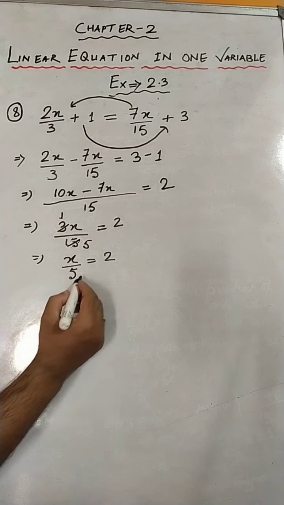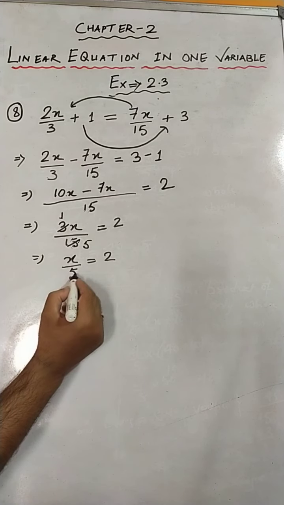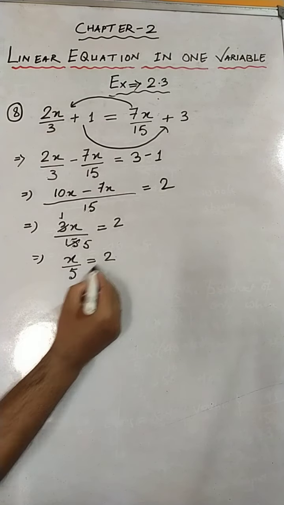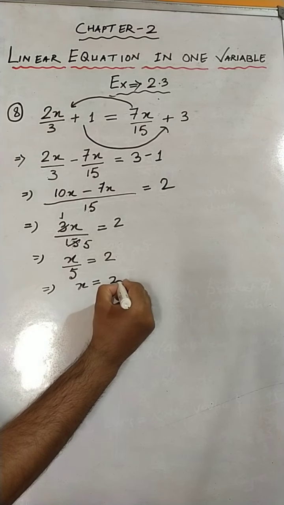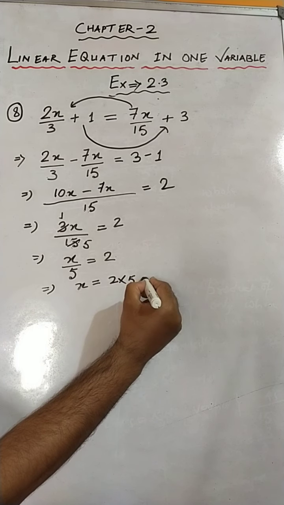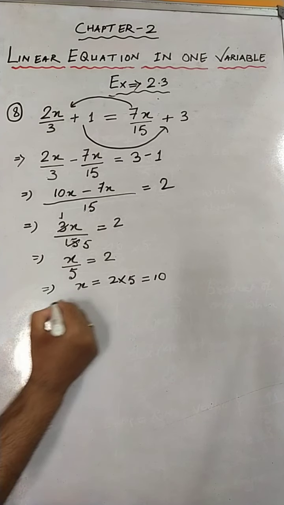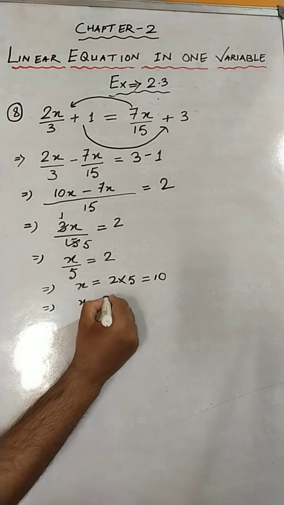Okay. Now we have to transpose this 5 towards the right hand side. So this number will be multiplied with this number. So finally we will get the answer as x is equal to 2 into 5, that would be equal to 10. So x is equal to 10.